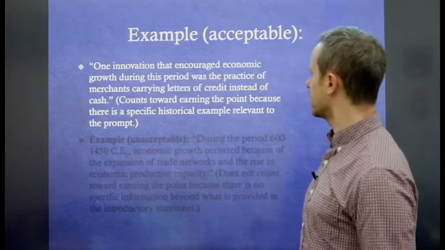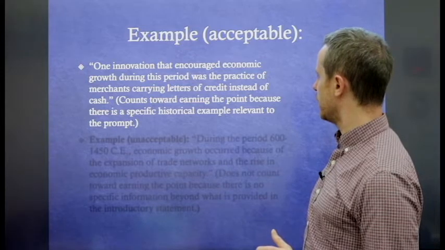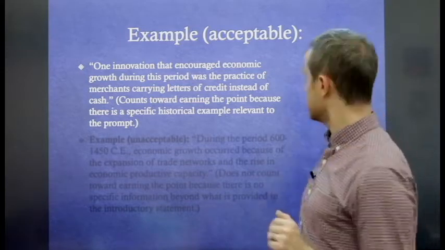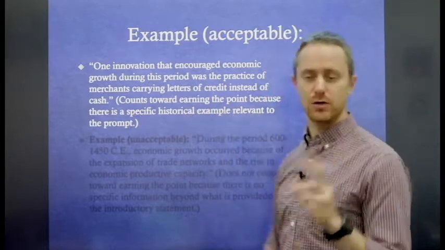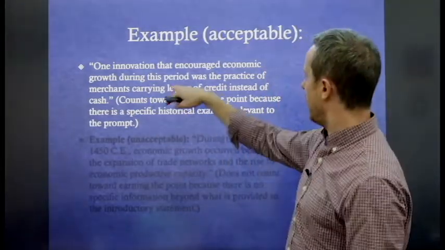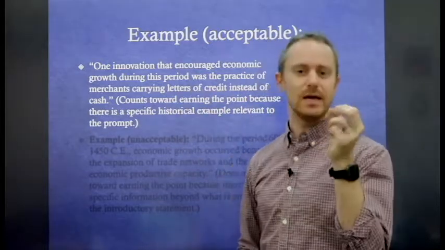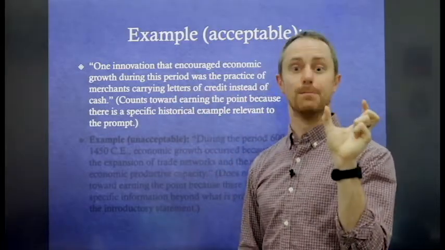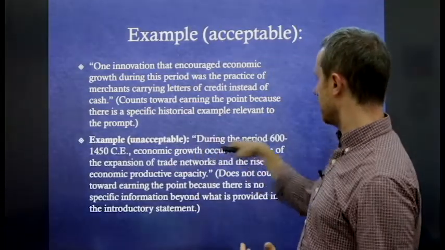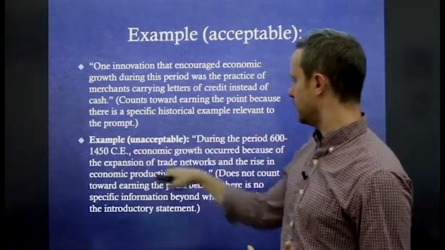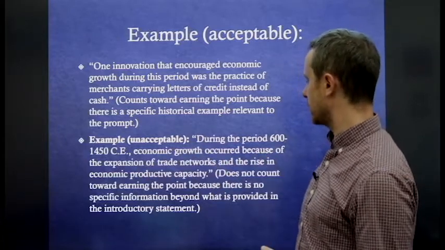Here's an example of acceptable evidence. One innovation that encouraged economic growth during this period was the practice of merchants carrying letters of credit instead of cash. This counts because it is a specific historical example and it's relevant to the prompt. I didn't give you the prompt, but you have letters of credit instead of cash. It's a development. It's a specific bold word that might have appeared in your textbook. One that is not acceptable is during the period of 600 to 1450, economic growth occurred because of the expansion of trade networks and the rise of economic productive capacity.